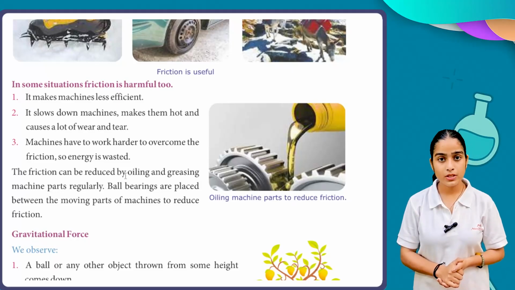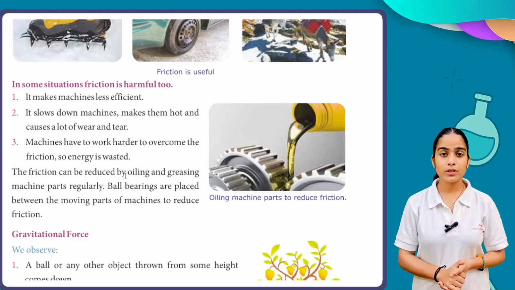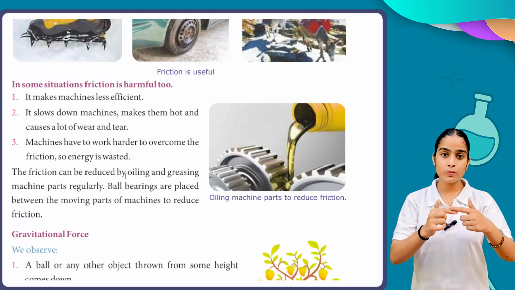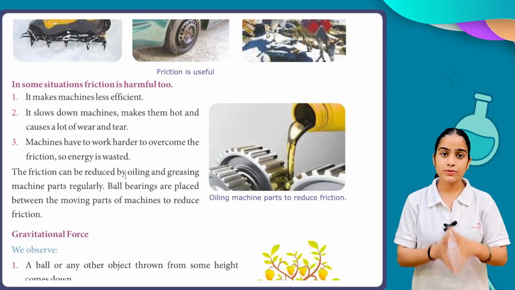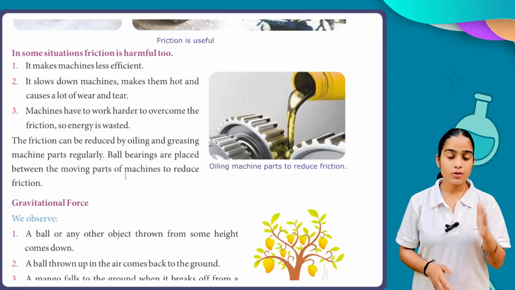So how can we reduce this friction problem? We can use regular oiling and regular greasing. It will result in smooth interaction between two objects, and further this friction is useful. Further, this thing is useful for us, not a waste.